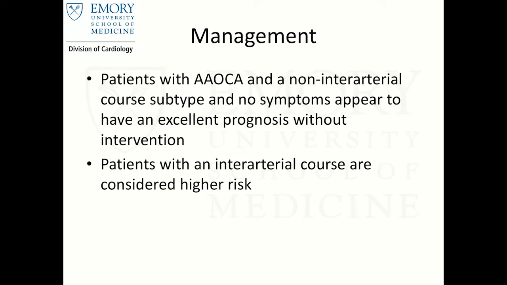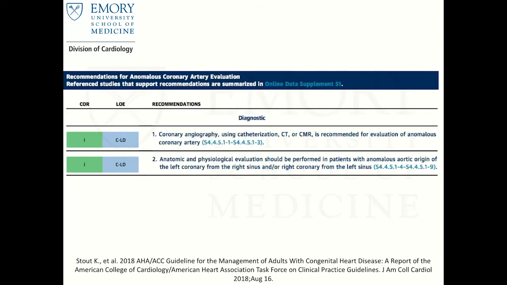Now I'd like to discuss the management. I think an important point before we start talking about guidelines is that patients who have anomalous coronaries without an interarterial course and who are asymptomatic have a good prognosis and likely do not require any other intervention. However, as we've discussed, the interarterial course patients do seem to be at higher risk. So we're going to review the guidelines from the 2018 ACC/AHA guidelines for adults with congenital heart disease.